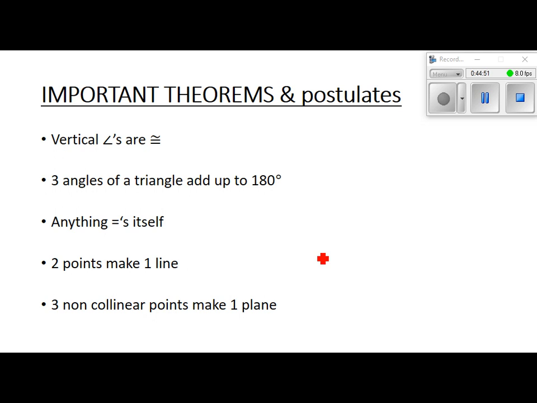Key rules to remember. First one, vertical angles are congruent. Second one, 3 angles of a triangle must add up to 180 degrees. Third one, anything equals itself. What property is that? Anything equals itself? Reflexive. Reflexive property, good. Next one, 2 points make a line. Next one, 3 non-collinear points make a plane. Just some key rules that we went over first half of the year that you have to remember.